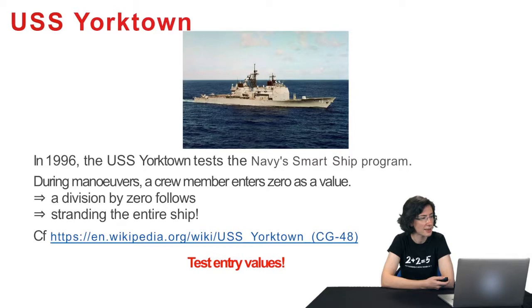The first one is the USS Yorktown, which is an American warship launched in '96 with the Navy's Smart Ship program, which means intelligent ship. During trials, a crew member made a mistake. When inputting entry values into the machine, he entered 0 for a value that was not supposed to be 0. The consequence of that was that a division by 0 wormed its way inside the program, and that totally crashed the operating system, and as a consequence, nothing worked on the boat anymore, particularly the engines, which is a bit surprising, so the boat got totally stranded in the middle of the ocean.